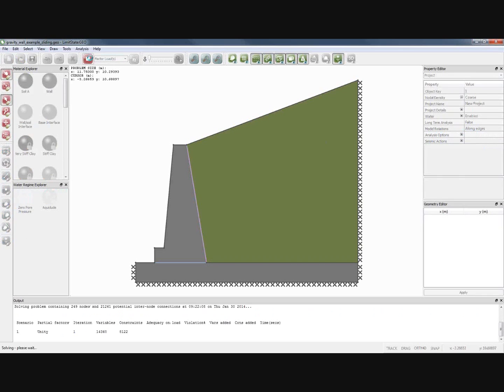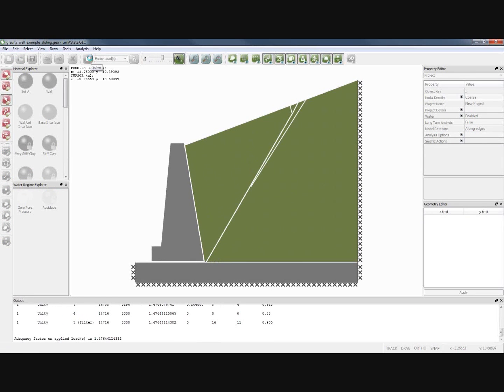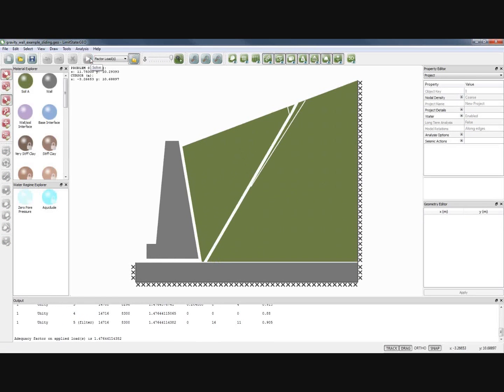So I'll just solve that problem. You can see the nodes there. We're using a fairly low number of nodes in this problem just for speed. It quickly identifies essentially a single Coulomb wedge. The wall is sliding there, and this number here at the bottom left is what we have to multiply the soil self-weight by to cause collapse. So we've got a margin of safety of about 1.5 on the weight of the soil.